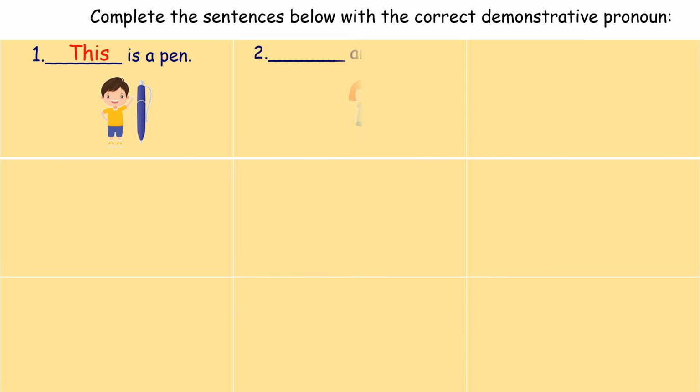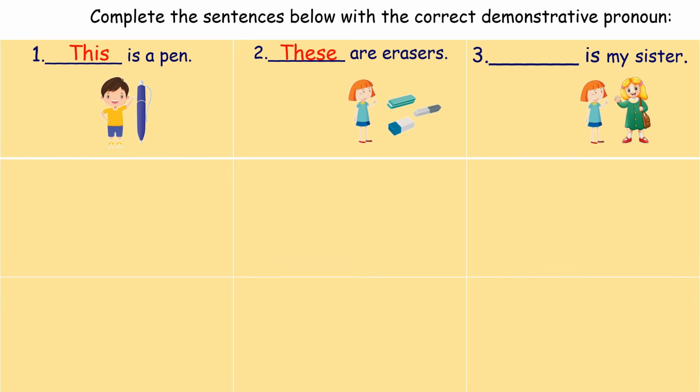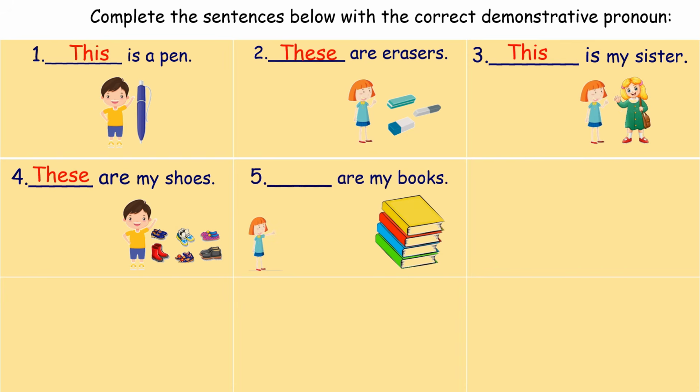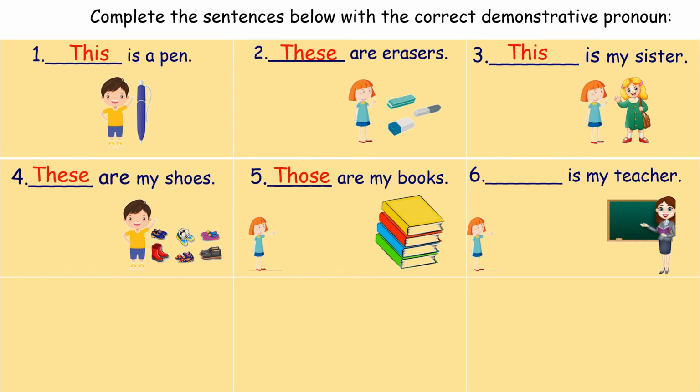This is a pen. Dash are erasers. These are erasers. Dash is my sister. This is my sister. Dash are my shoes. These are my shoes. Dash are my books. Those are my books. Dash is my teacher.